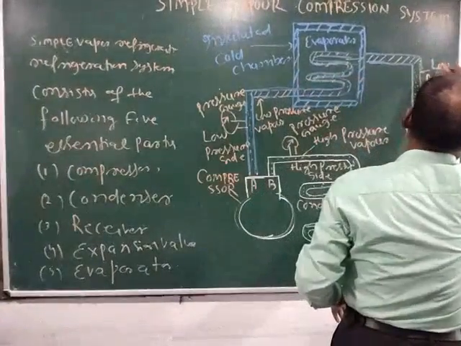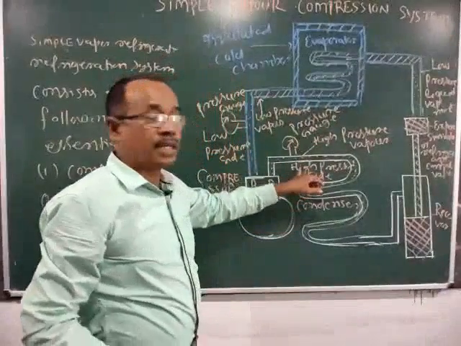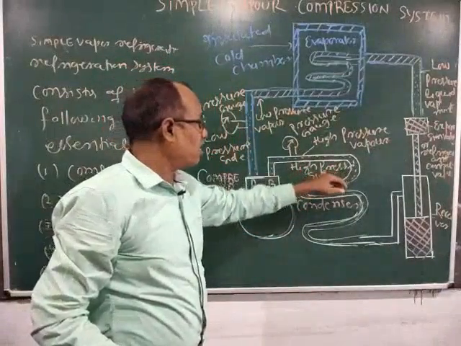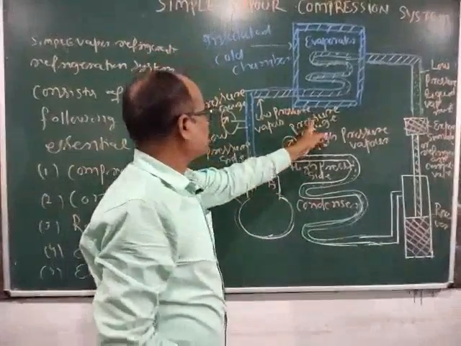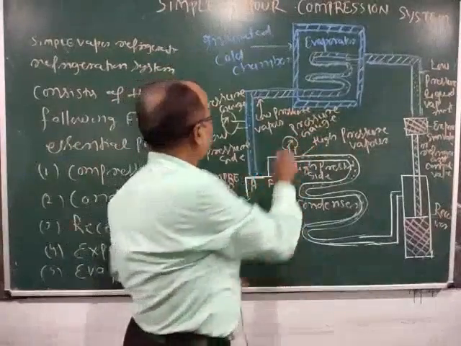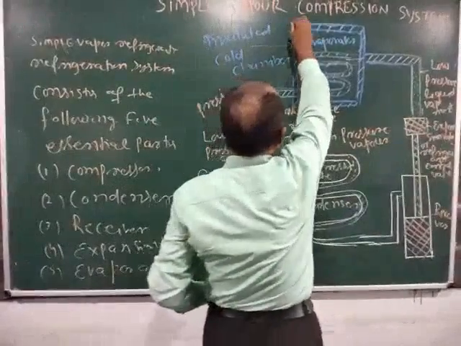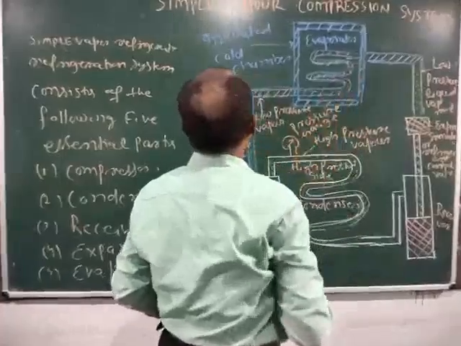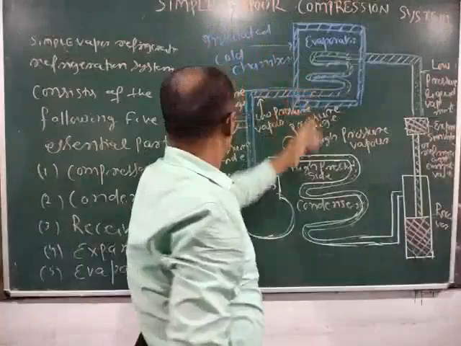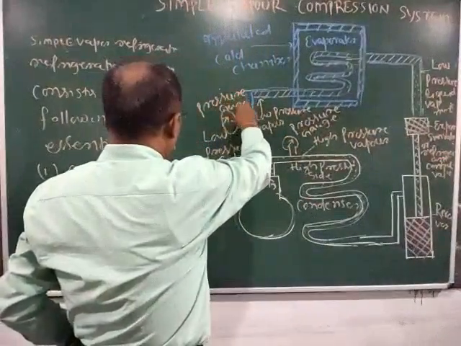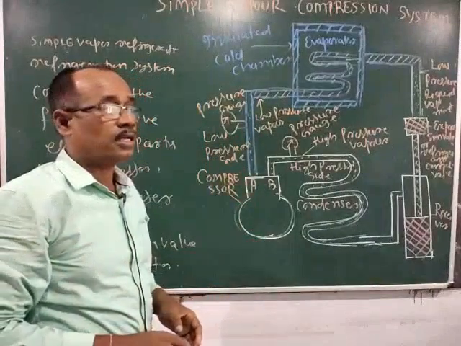This part is low pressure liquid vapor mixture, and this side is high pressure side, and this is the pressure gauge. This is the low pressure vapor. This diagram is the evaporator. This is the insulated cold chamber, and this is the pressure gauge, and this side is low pressure side.